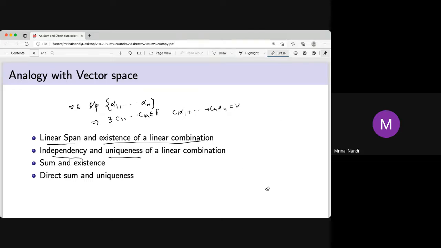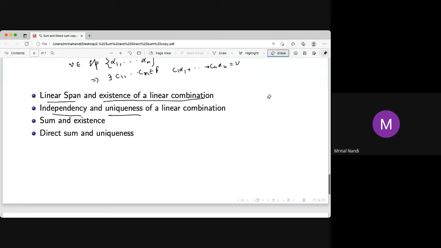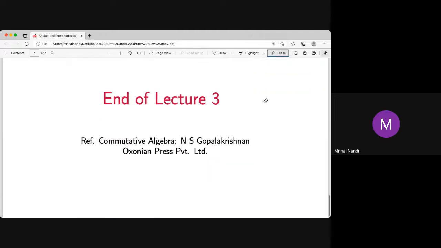So this is the analogy between vector space and module, and this is the end of lecture 3. And there is one more reference, Commutative Algebra, Gopal Krishnan, Oxonian Press Private Limited. So I stop here. We will discuss free modules in the next class.